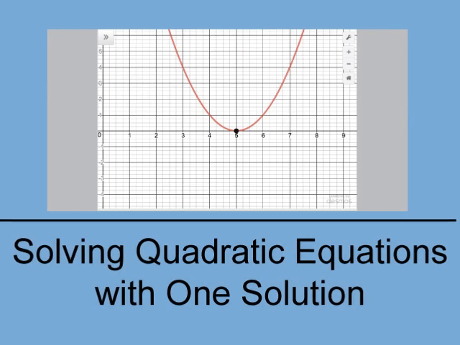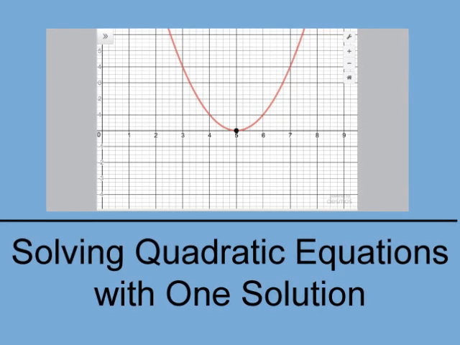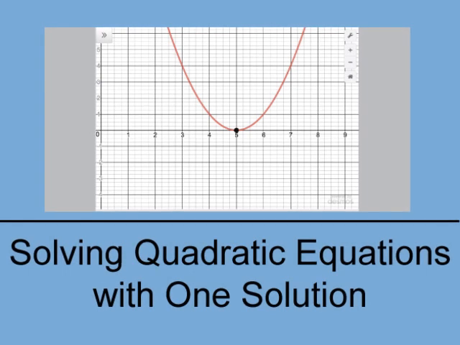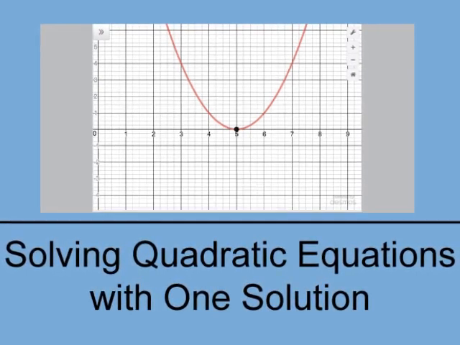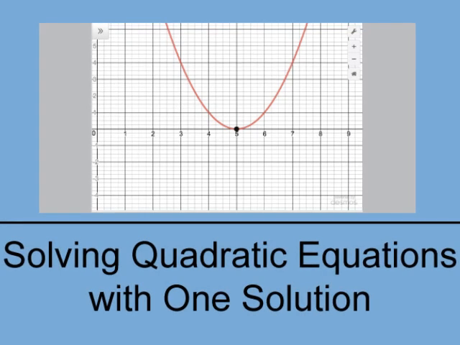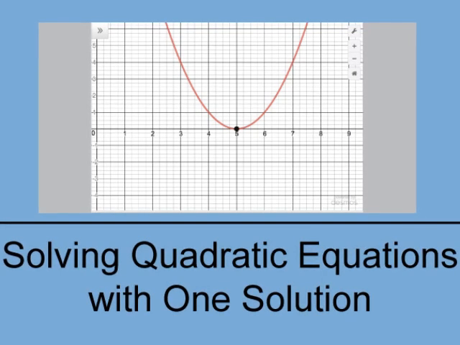In terms of real solutions to a quadratic equation, there can be 2, 1, or 0 such solutions. In this video, we look at examples of quadratics that have one solution. Let's start with an example.